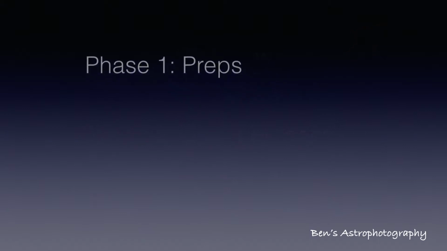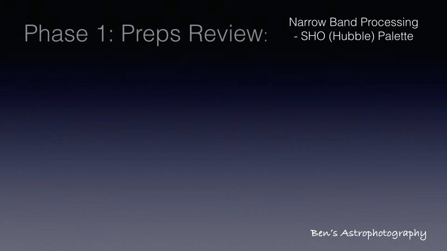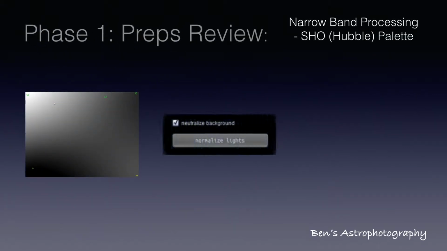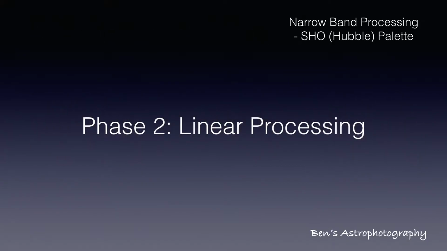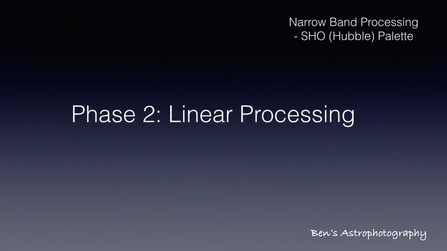In phase 1, I cleared the gradient from light pollution, registered and normalized all three masters, then cropped them identically to have a clear cut. These are all preparations. Now in this phase, I will do some real processing. I call this phase 2 as linear processing.